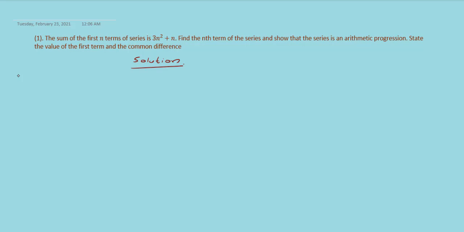So the first one we have there is: the sum of the first n terms of a series is 3n squared plus n. Find the nth term of the series and show that the series is an arithmetic progression. State the value of the first term and the common difference.